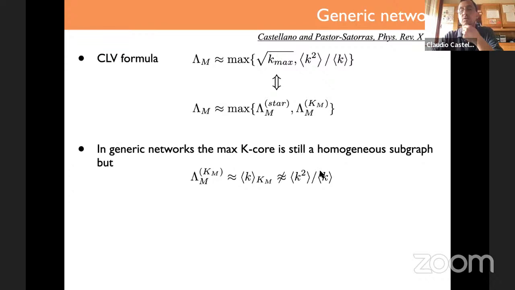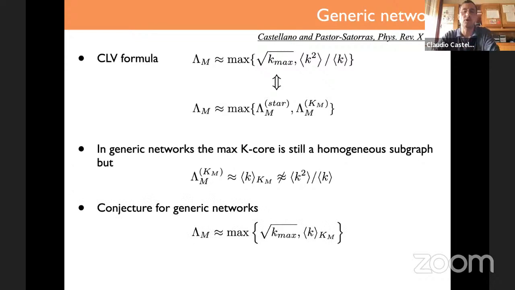So one has to formulate a sort of modified conjecture. Let's not do this step and stop here. Let's say that the maximum eigenvalue is given by the max between still the contributions of these two subgraphs, but for the maximum k-core, I simply have to stop here and calculate its average degree.